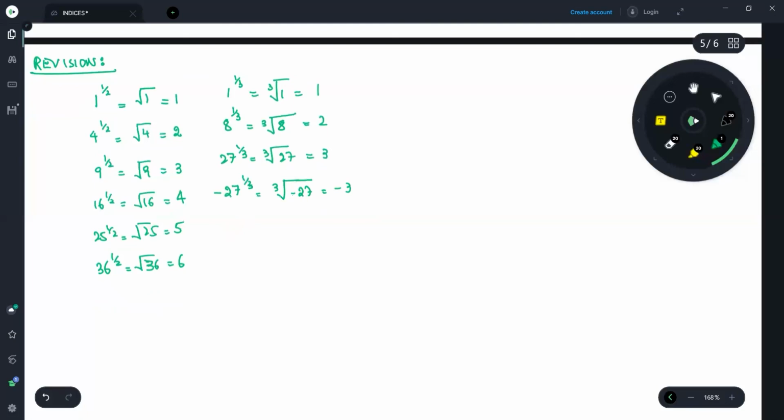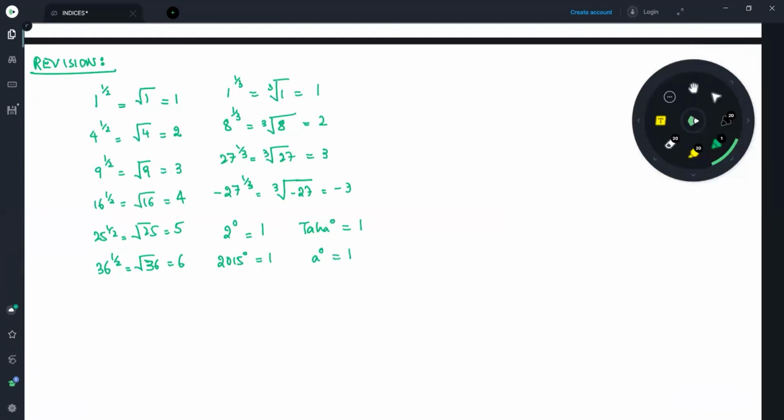Okay, now let's talk about this. 2 to the power 0 is 1. 2015 to the power 0 is 1. Any number to the power 0 is 1. 8 to the power 0 is 1.